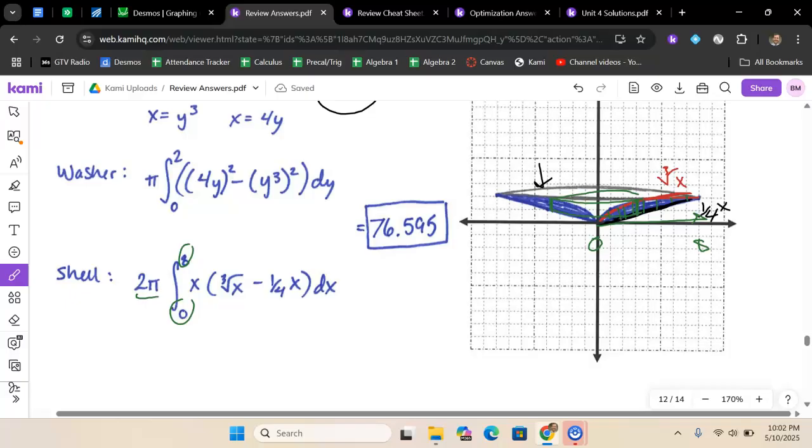So we got 2 pi, so we just need r and h. Remember, the r is typically just either x or y. In this case, it's x because it's an x distance to where that rectangle is at. That's our radius. And then the height of that cylinder is just the red function minus the black function, which is what we have here. So this is the radius, this is the height, and then we've got our dx, that is the thickness of the shell.